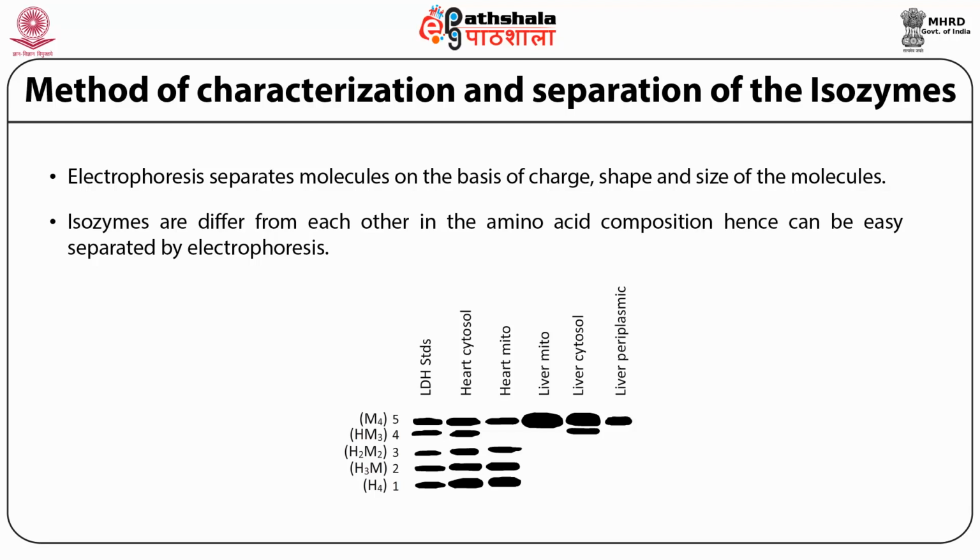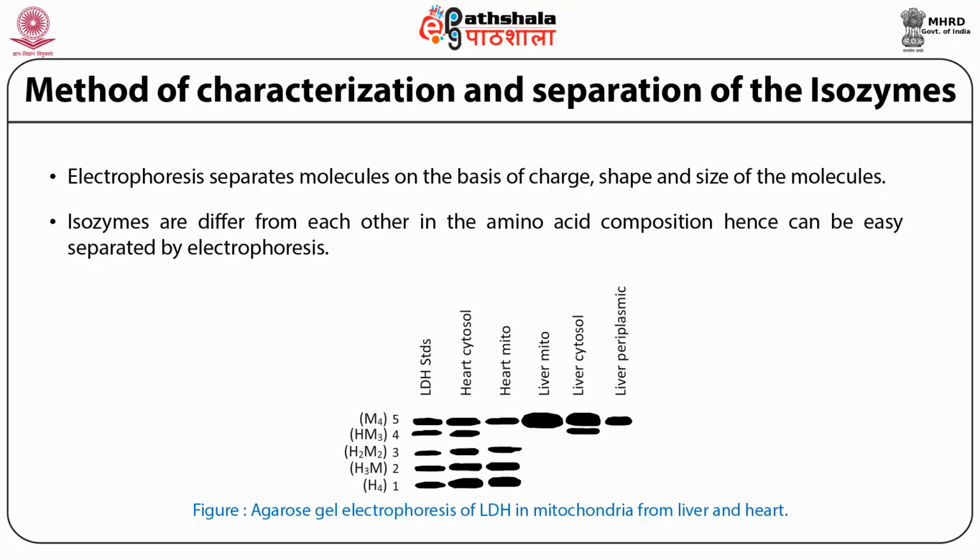As you can see in this figure, there are 5 isozymes of lactate dehydrogenase shown here: the H4 form, M4 form and other isoforms. You can see that they have differences in electrophoretic mobility. Not only that, the expression of a particular isozyme of lactate dehydrogenase can be seen as the density or thickness of the band. If the band is thick, it shows that the particular isozyme is expressed in that cell or tissue.